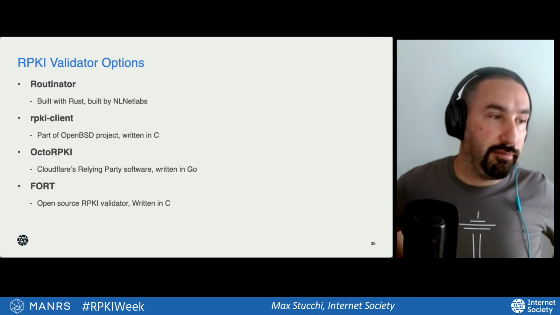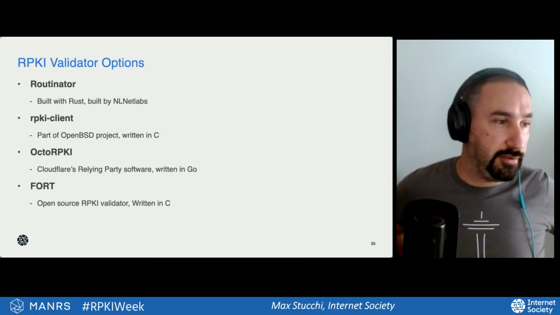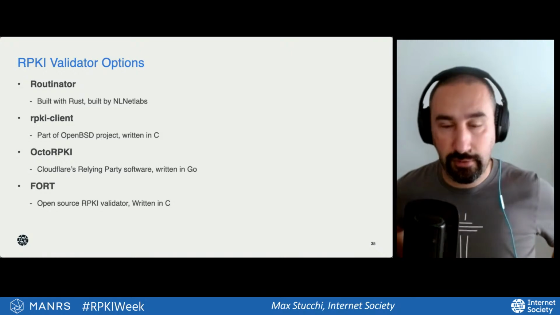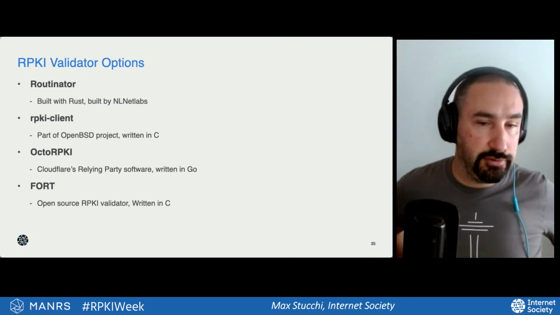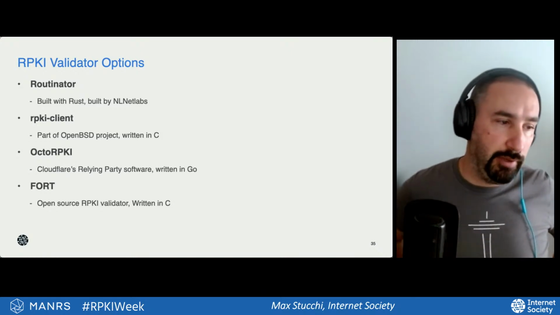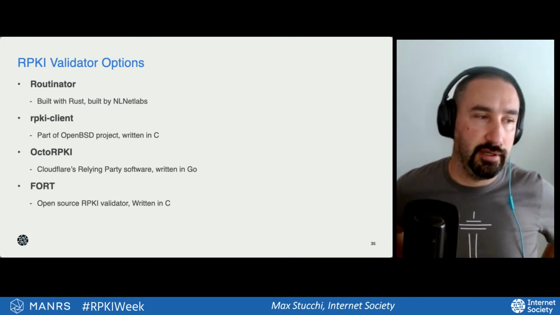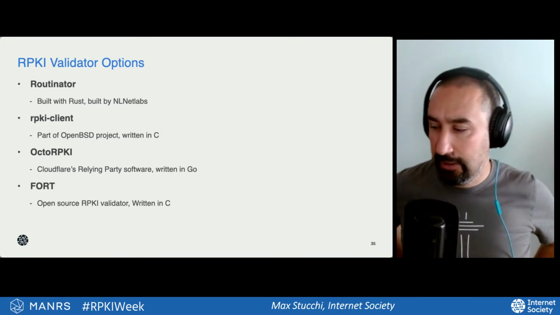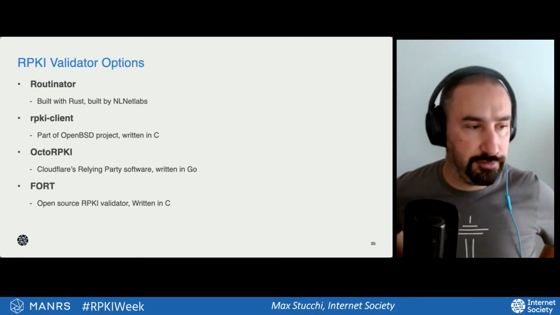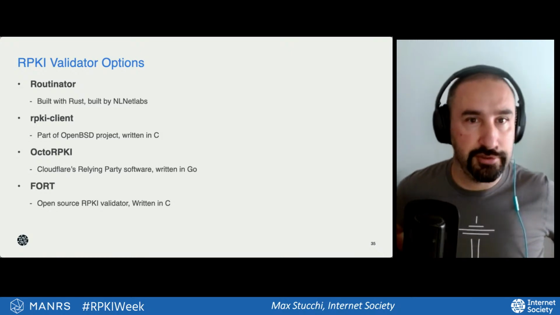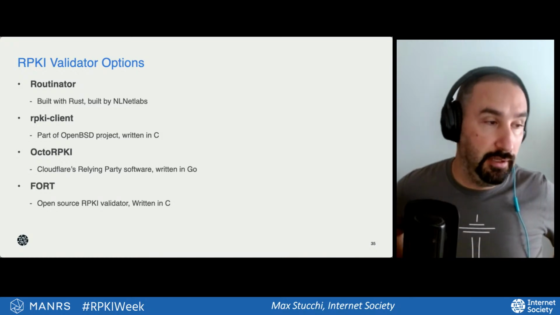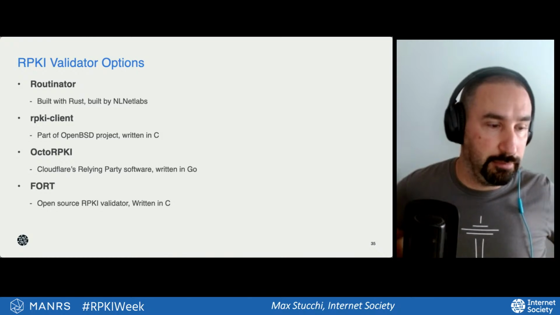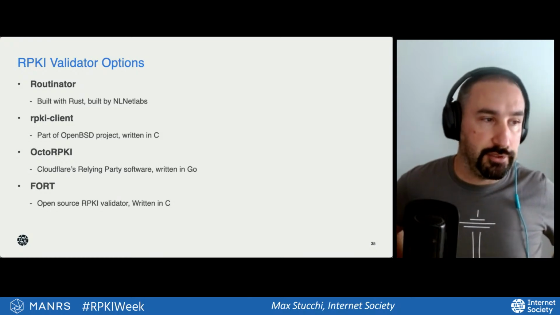Now, the 3 that I would recommend are Routinator, RPKI client, and Fort. I personally run Routinator and Fort. Octo RPKI has a small issue where the person who was maintaining it at Cloudflare left, and so far it doesn't seem anyone else picked it up as a project inside the organization. So it might be that it becomes obsolete pretty soon, unfortunately.